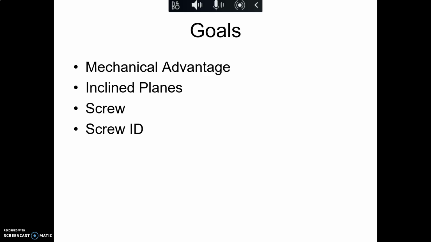The next goal is going to be just looking at inclined planes and understanding that. That's what we're going to use as our example to understand mechanical advantage a little further. And then we're going to look at a screw system. The reason we're going to talk about the screw system and skip the wedge is because we talked about a car jack last week, and one of the car jacks we had was a screw jack. So I want to talk a little bit about that.